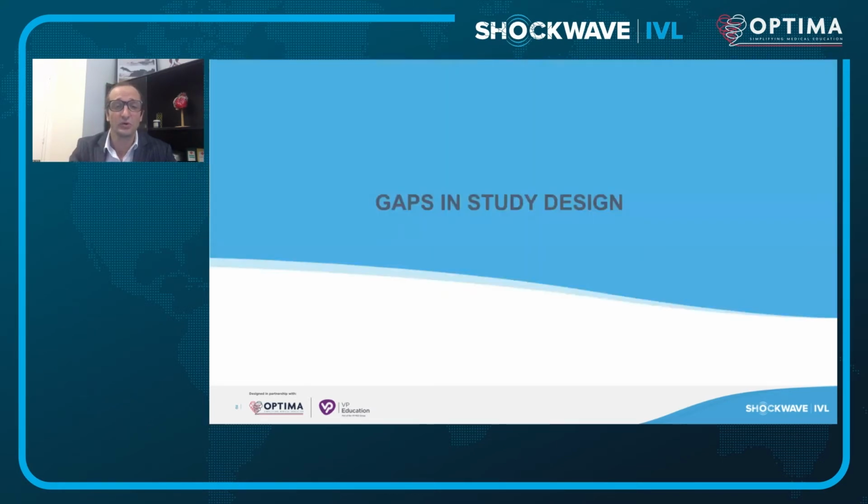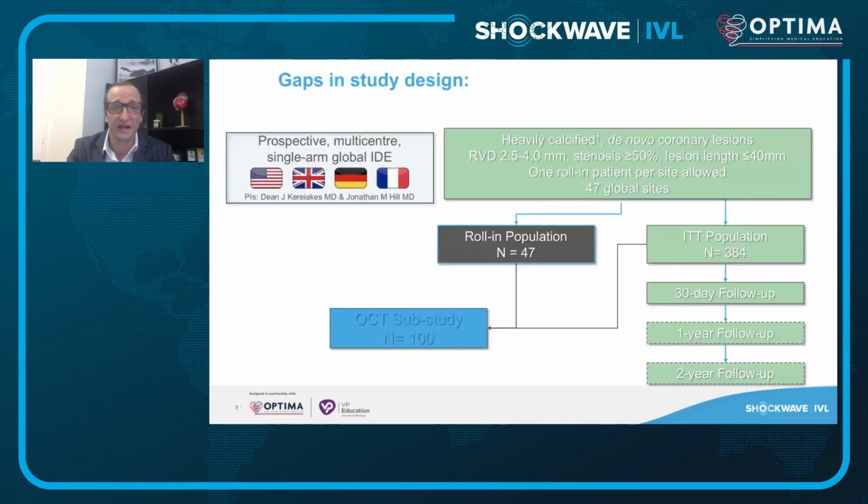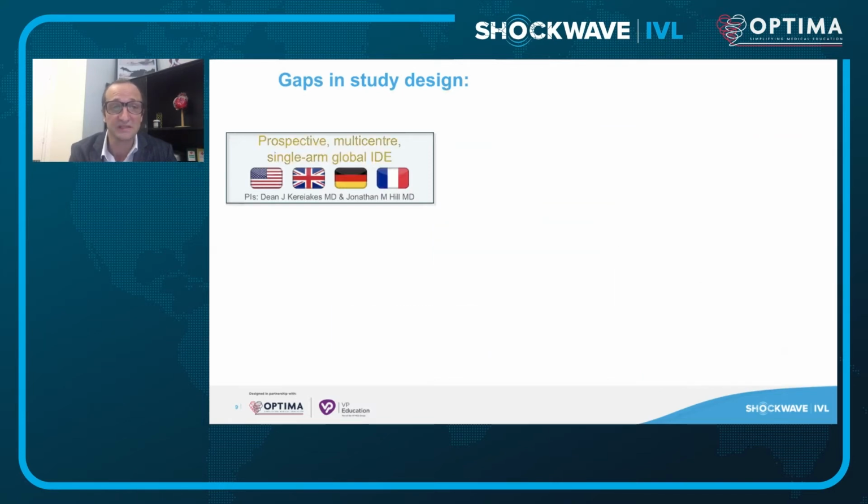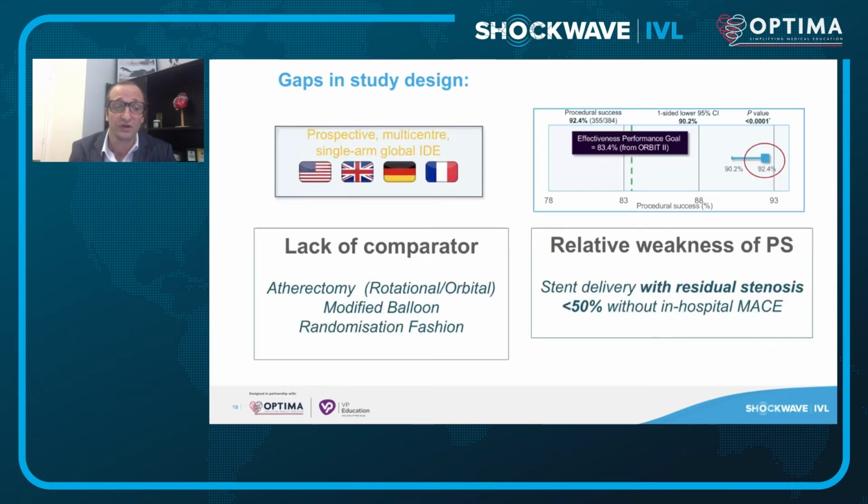But there are also gaps in the study design. As you know, the whole CAD development program consisted of prospective, multicenter, single-arm studies. And IVL suffers from a lack of comparators like atherectomy or modified balloons, and in the best case with a randomization fashion.